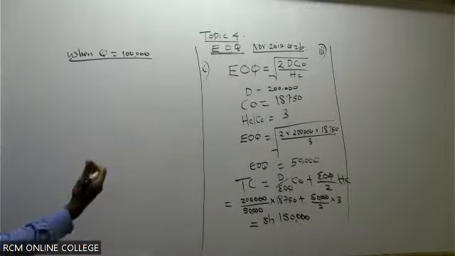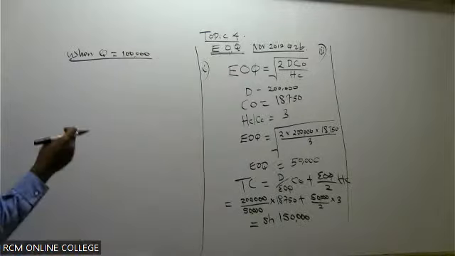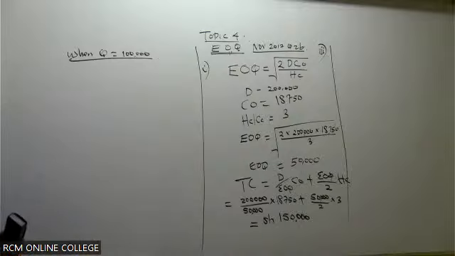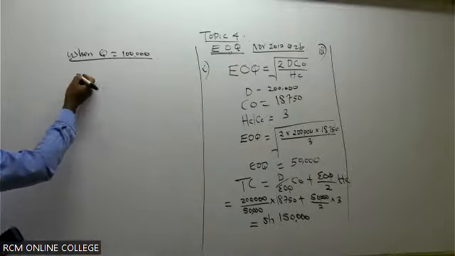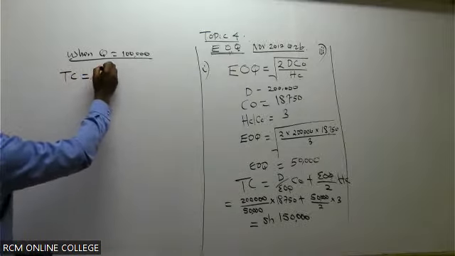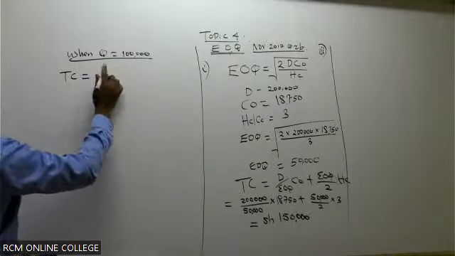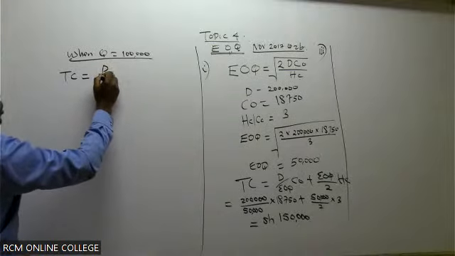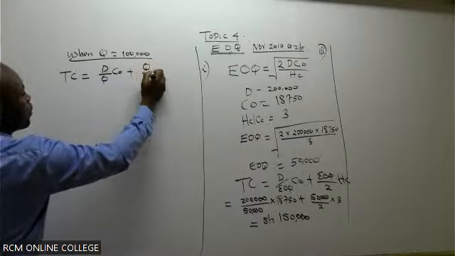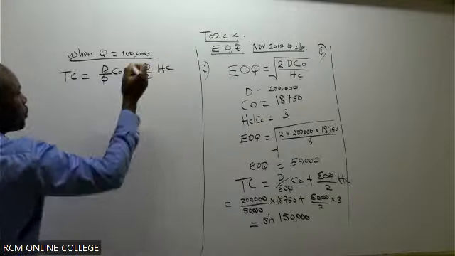So let's do the same now that the economic order quantity has been changed to 100,000 units. What did we say under the assumptions? The demand is predetermined and known. It does not change during that particular period. So here I will say total cost is equal to demand over quantity multiplied by ordering cost, plus quantity divided by 2 multiplied by holding cost.